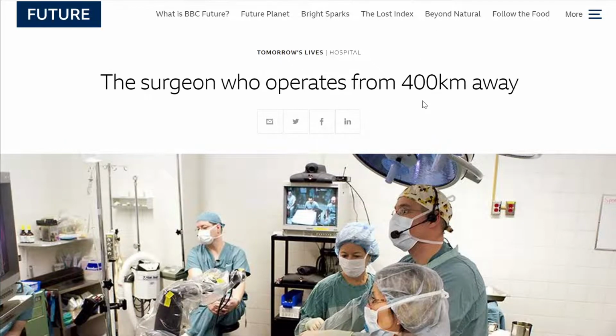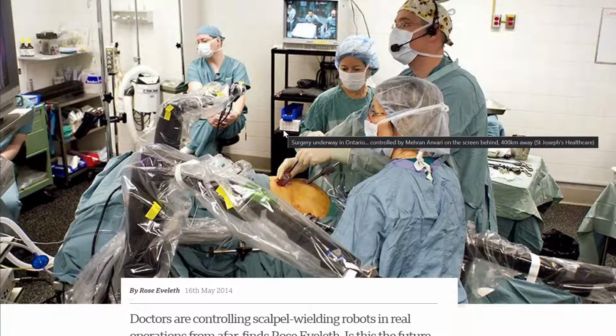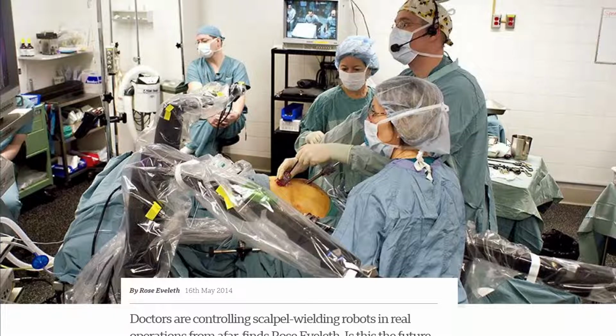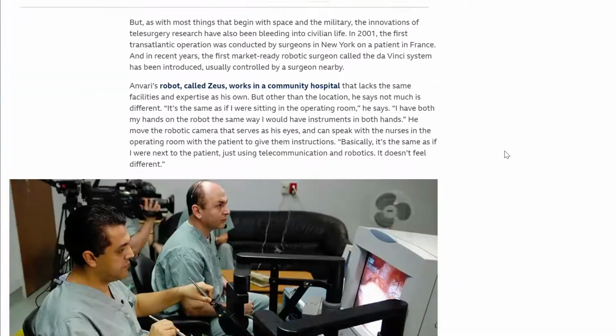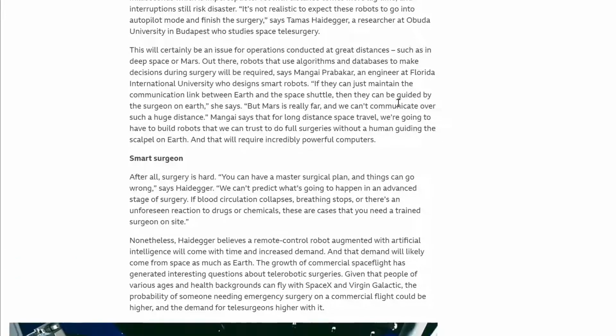So we have distance surgery, where the doctor can operate on a robot and then the robot mirrors what the doctor does. The article goes and tells the story. I have a video on my YouTube channel that also includes this link.